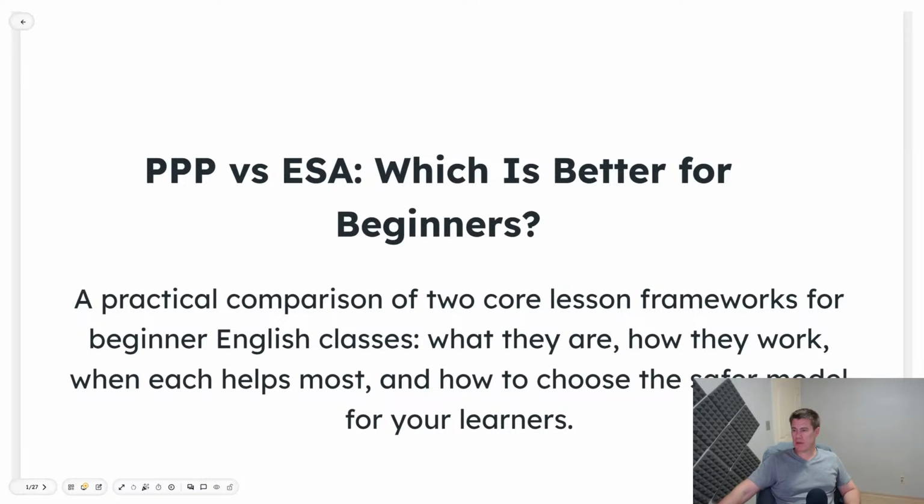So we've got PPP versus ESA. Which one is better for beginners? A practical comparison of two core lesson frameworks for beginner English classes. What are they? How do they work? When does each help most? I think when it comes to these frameworks or methodologies, it's just a fancy way of saying how to teach students, and a lot of these things we start doing without even thinking about it. So a lot of professors out there try and put a name on it so we can understand it better. So how to choose the safer model for your student.